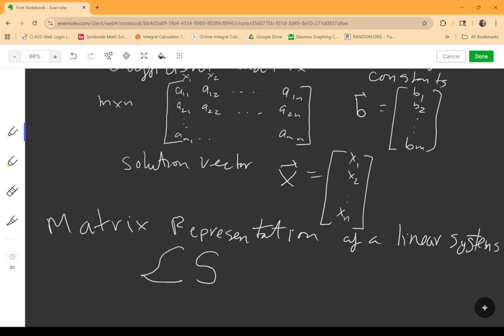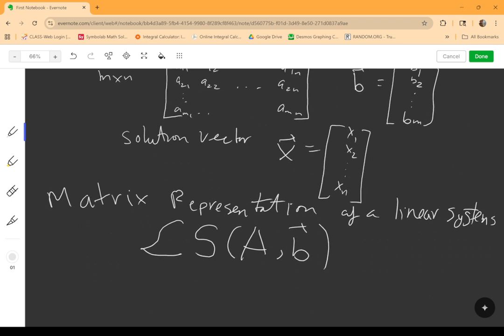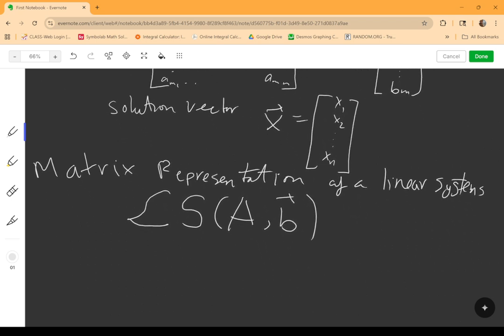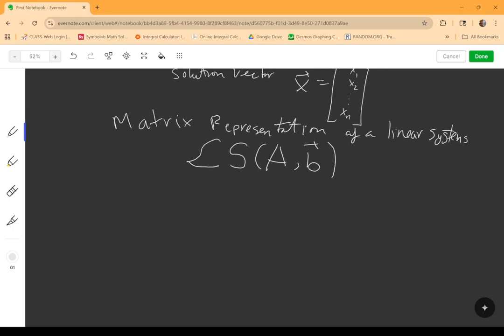So we'll use this notation here. When we see a linear system with A being the coefficient matrix and B being the vector of constants, that's the notation we'll use to reference our linear system. In general, when we get into matrix multiplication, we can write it as an equation, but that'll come later. For now, we'll just reference it as this object, the linear system, A being the coefficient matrix and B being the vector of constants.